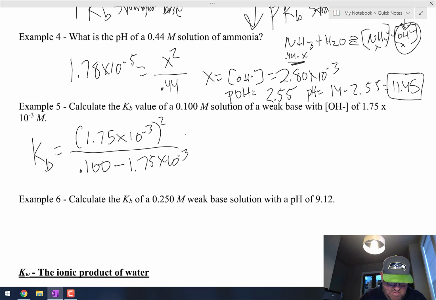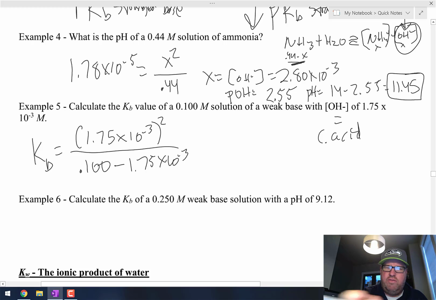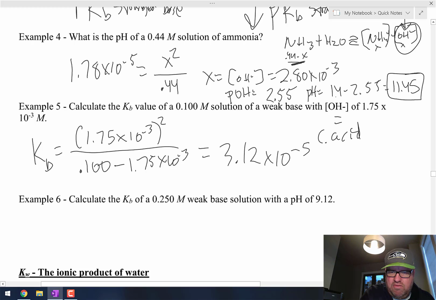So 1.75 times 10 to the minus third squared, because again, the hydroxide ion concentration is equal to the concentration of whatever the conjugate acid is. So there's two of them on the top, just like NH4 plus in this case, if it was NH3. And then we're going to divide that by 0.1 minus 1.75 times 10 to the minus third, which equals, in scientific notation, a Kb value of 3.12 times 10 to the minus fifth is what I get for that one.